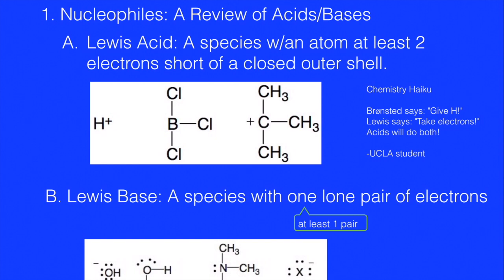A Lewis base is a species with at least 1 lone pair of electrons, it could be more. That would be something like what we think of as a traditional base, OH minus, but also the electrons on this alcohol group of this methanol, electrons on this nitrogen would work, and also the halogens. They have lots of unpaired electrons, and so those could make a Lewis base as well. Really understanding nucleophiles and electrophiles gives us a good sense as we review Lewis acids and bases.